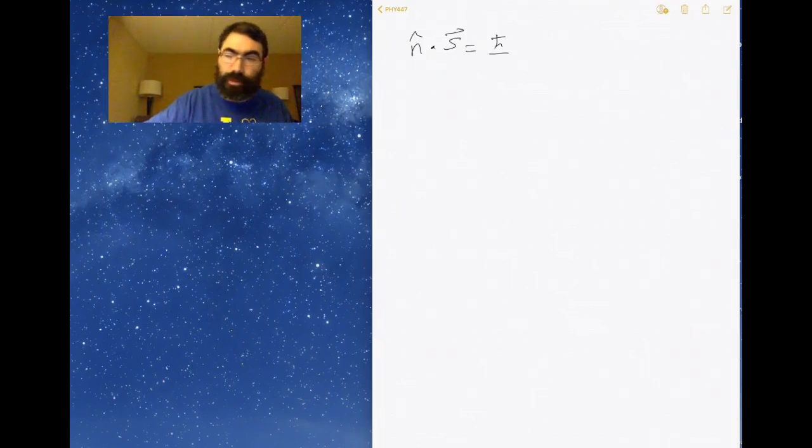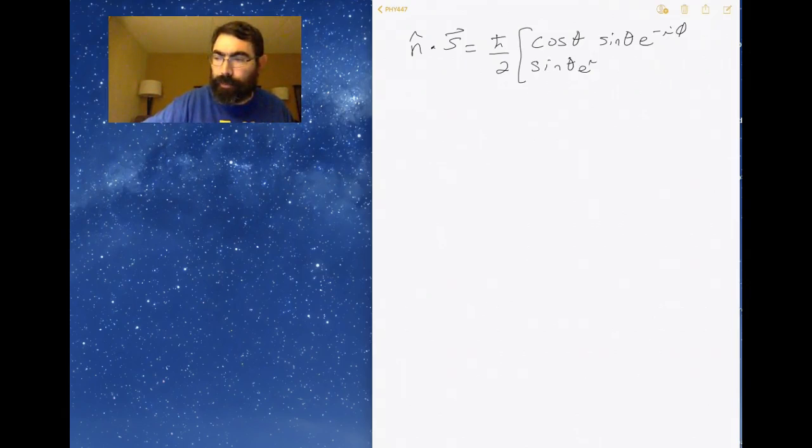h bar over 2, times the matrix with cosine theta, sine theta e to the minus i phi, sine theta e to the positive i phi, minus cosine theta.